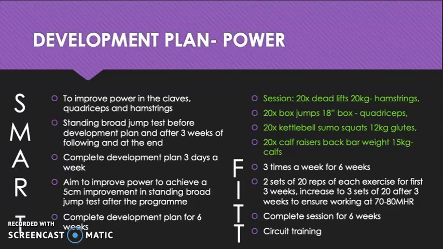The target is time bound because, of course, she has 6 weeks, which is the duration of the development plan, which I'd like her to achieve that 5 centimetres from. The session I've designed to help the athlete meet her target is a circuit. It includes deadlifts, working on hamstrings, box jumps for the quadriceps, sumo squats for the glutes, and calf raises for the calf. The athlete will need to complete 20 reps of each exercise for 2 sets.